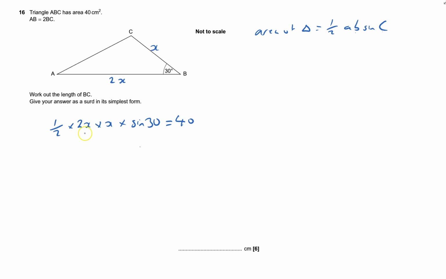So half of 2x will be just x. So x times x is x squared times sine 30 equals 40. Now if I know what sine 30 is, it's easy.